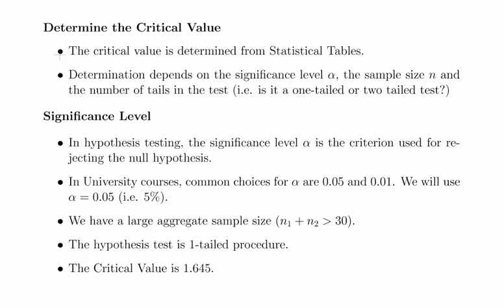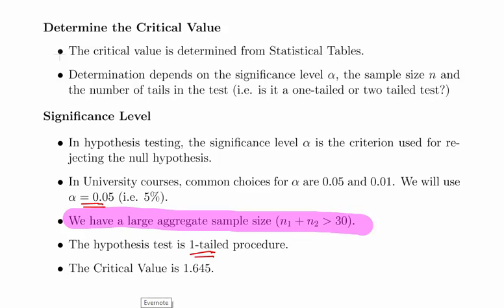Now, just a quick remark about where we get the critical value. There's a lot to unpack with regard to critical values, and I'm just going to highlight the key components here. We have a large aggregate sample size, and that's pretty much always the case when we deal with proportions. Things might be different if you're looking at sample means. And in university courses, we're told to use a significance level of 5%. And just as a quick remark, this is a one-tailed procedure.